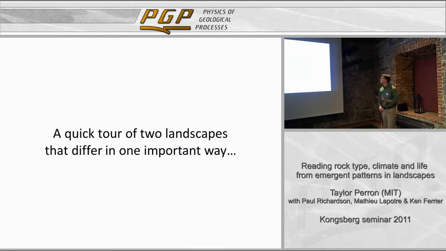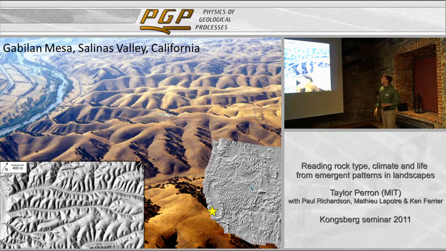And to illustrate that, I'll get out of the computer for a second and give you a quick tour of two landscapes that look pretty similar in terms of the processes that are shaping them, but that have one important difference between them. And I'll start with Gavilan Mesa in the Salinas Valley in California. This is about halfway between San Francisco and Los Angeles.